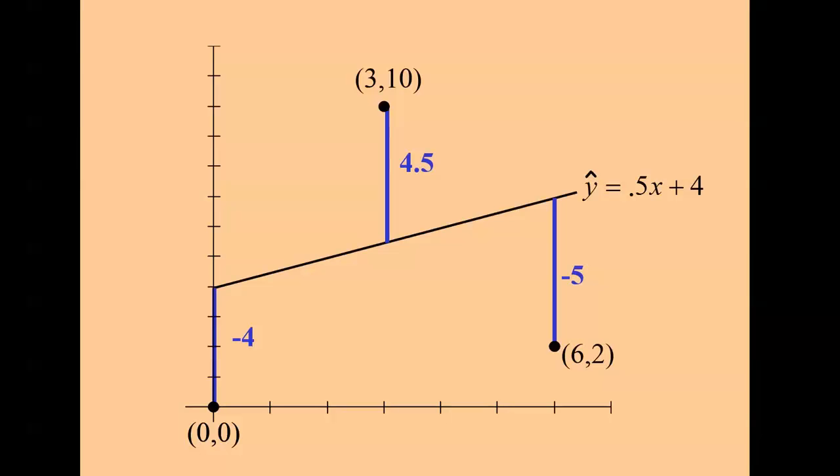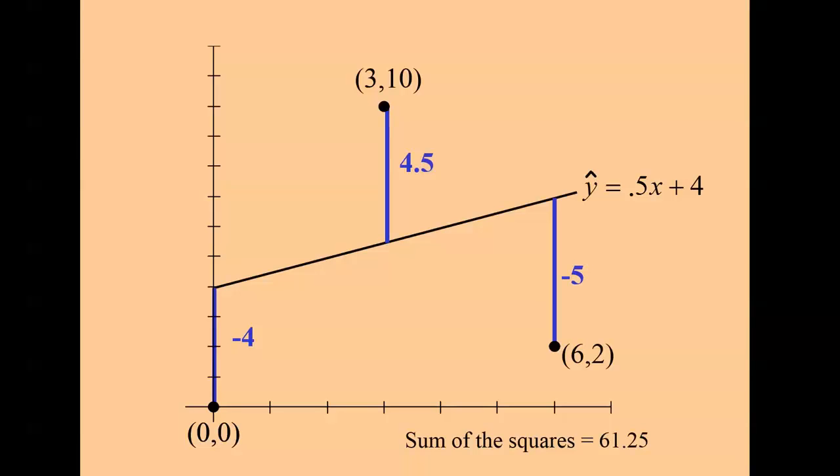Now, if you remember when we looked at standard deviation, we didn't just add up the error and use that. We squared it, made everything positive, and then found this average error number. Well, that's the same idea with this sum of the deviations from the predicted value. So when I square the -4, square 4.5, and square -5, the sum of these squares is 61.25.